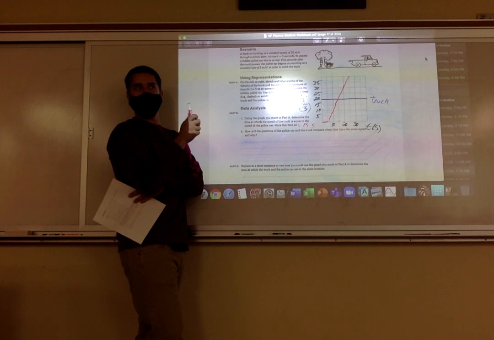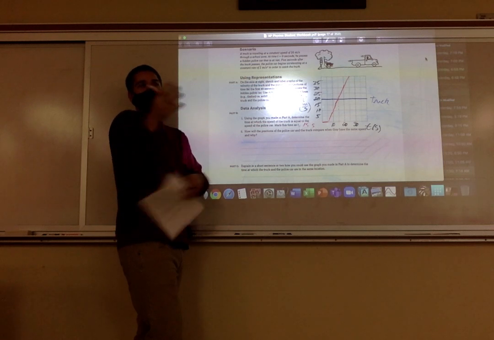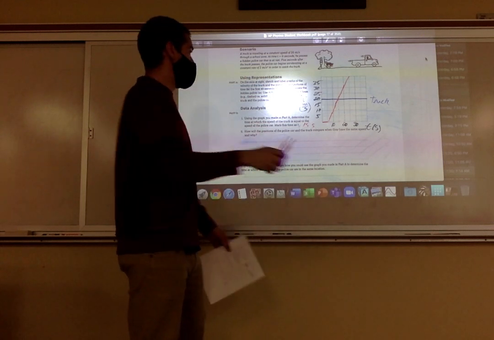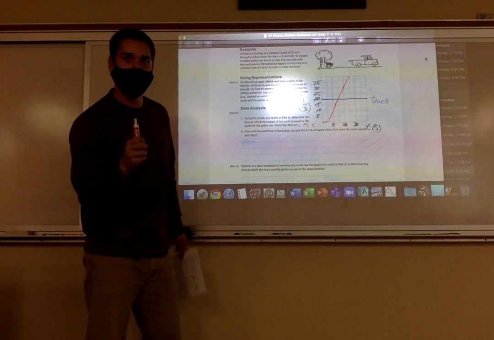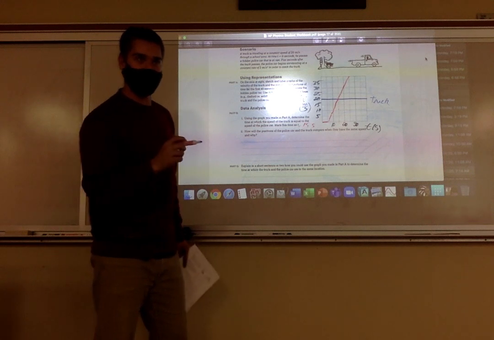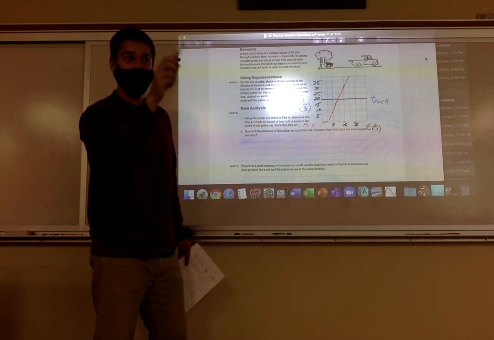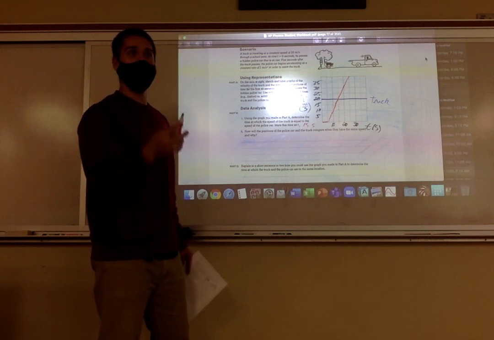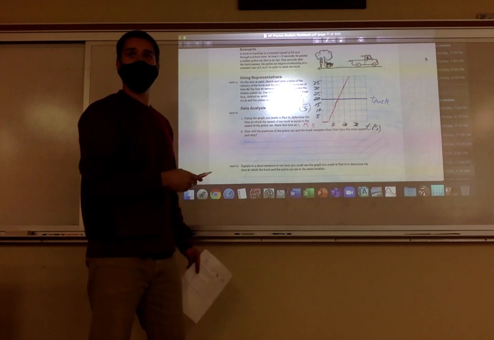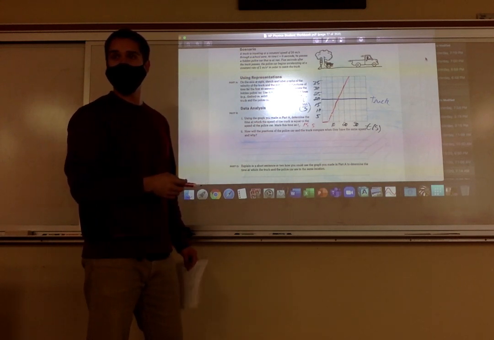What do other people think? I think Ethan's probably wrong. How do we figure out position from a velocity time graph? We did it at the beginning of class. We can do it right on here. It is meters per second.